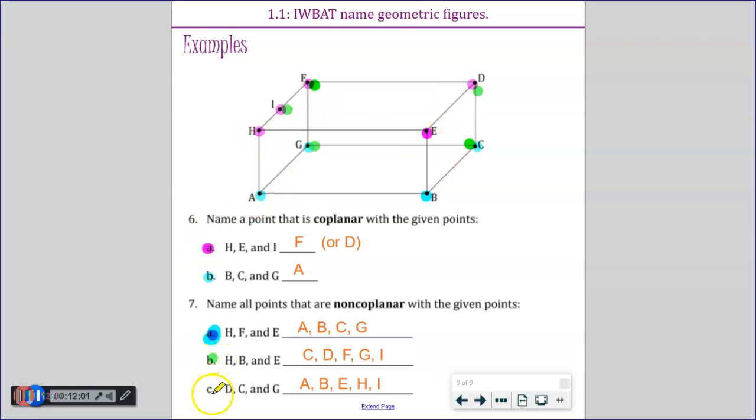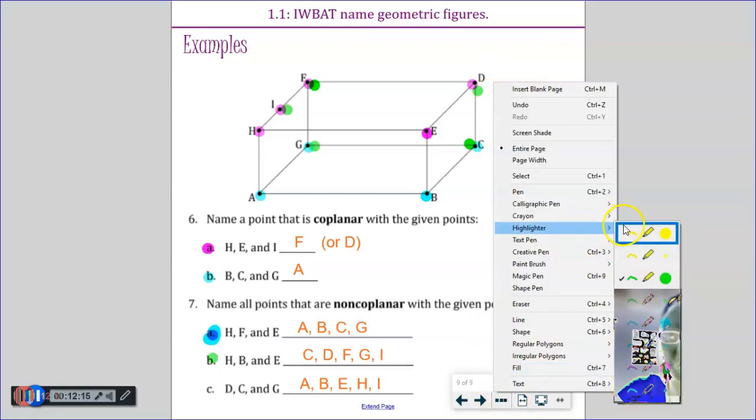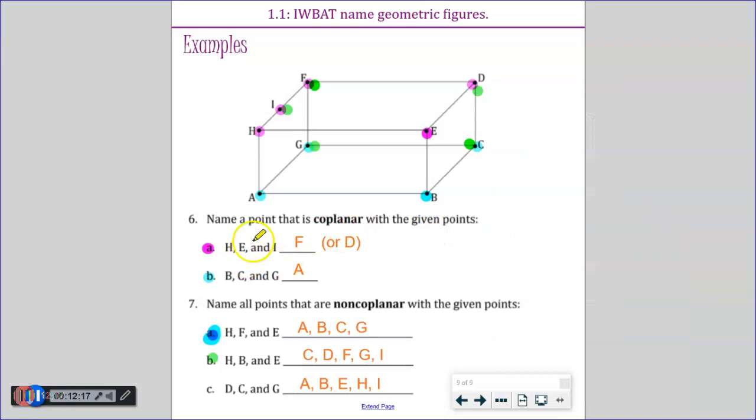Finally, let's look at 7c. 7c tells us to look at D, C, and G. Notice D, C, and G are all at the back of the box, so any points that are not coplanar with D, C, and G at the back of the box will be at the front of the box. So that includes points A, B, E, H, and then again that middle point I that is not at the front or back of the box.